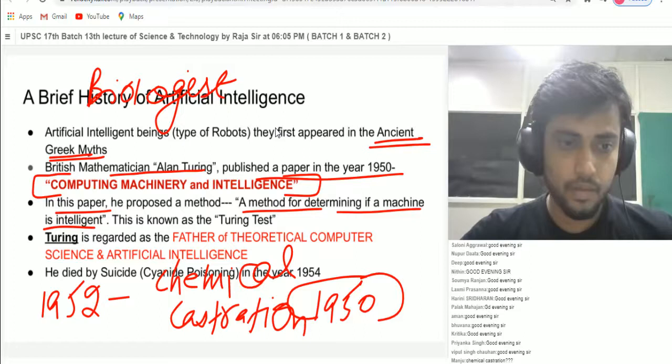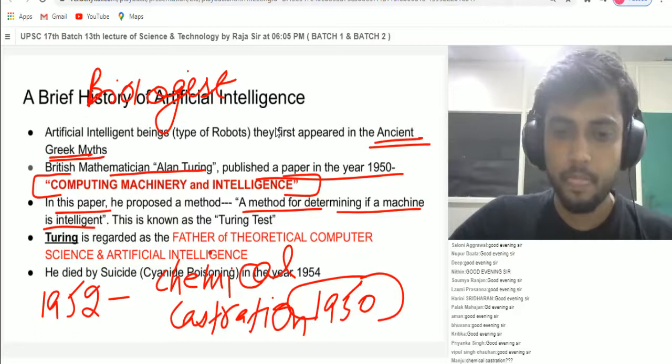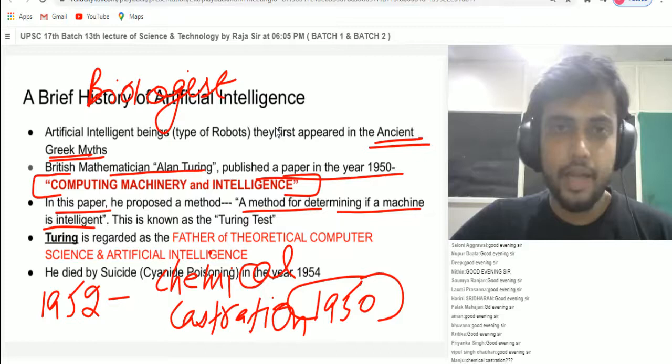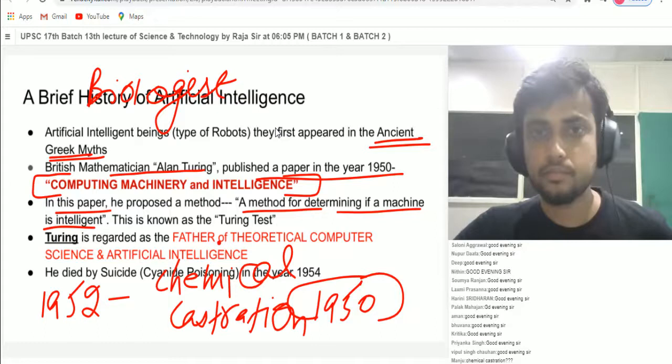Manju, chemical castration is basically damaging the genitals of any person by using some harmful chemicals.